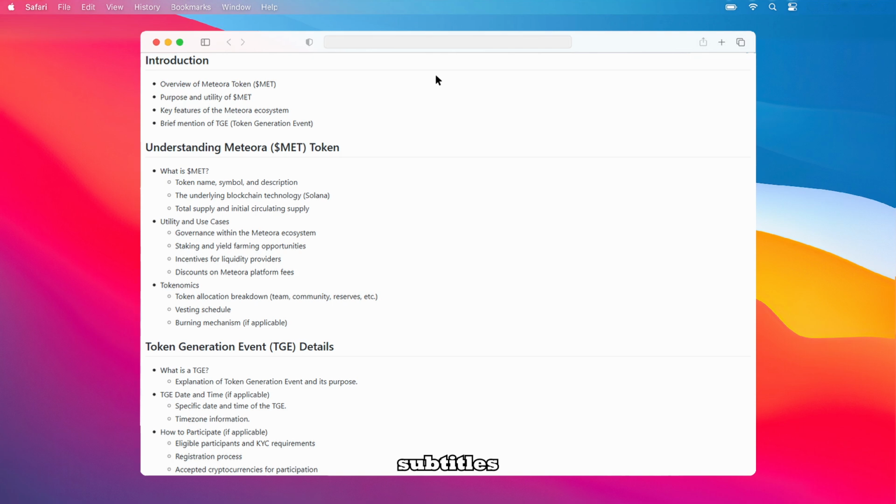Let's delve into the METEORA, or $MET token. This section will cover the basics of what $MET actually is, starting with its name, its symbol, and a brief description of its purpose. We'll also explore the blockchain technology that powers it, specifically Solana, and discuss the total supply of tokens as well as the initial circulating supply.